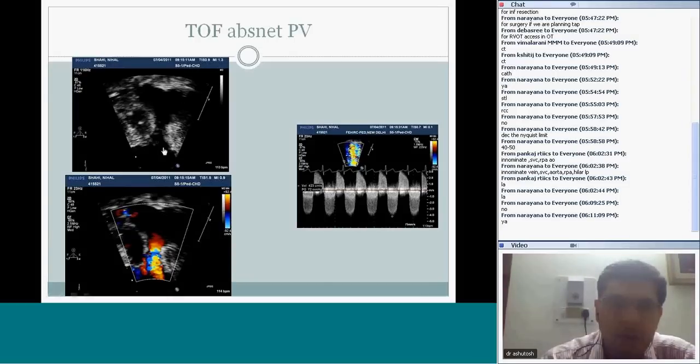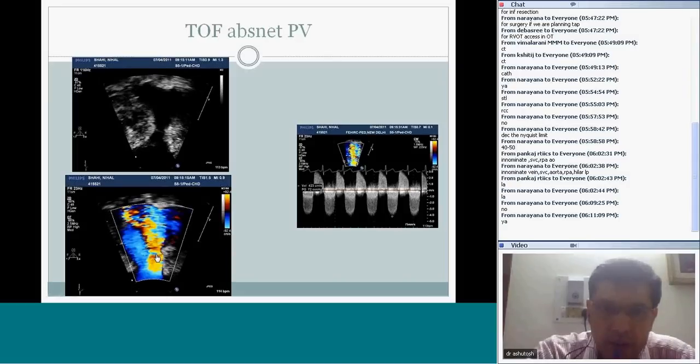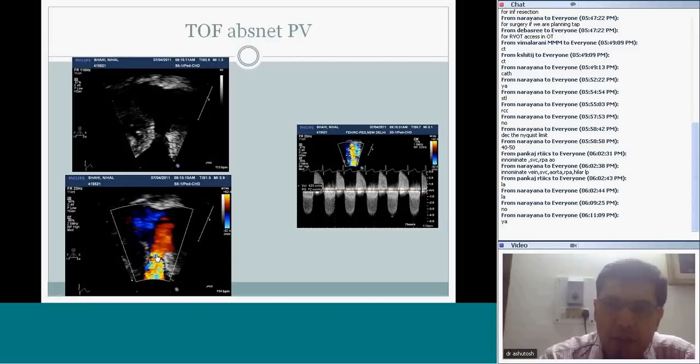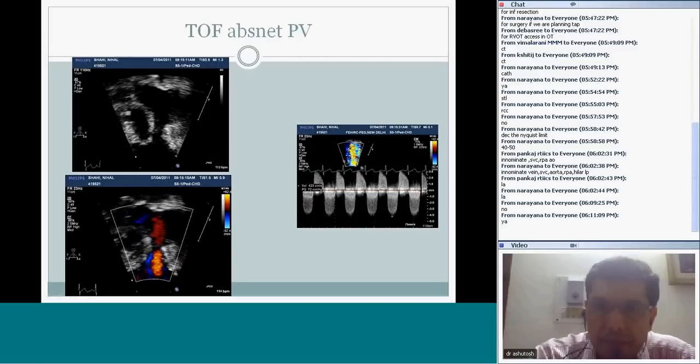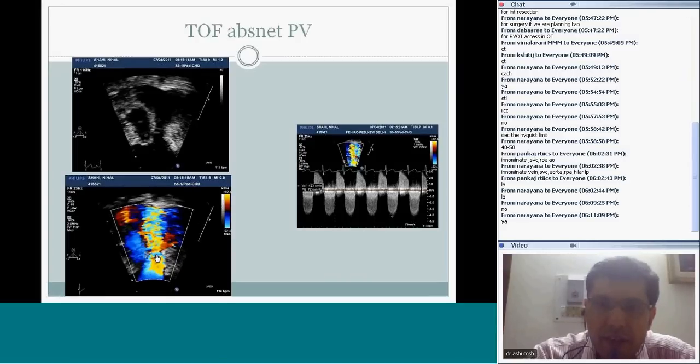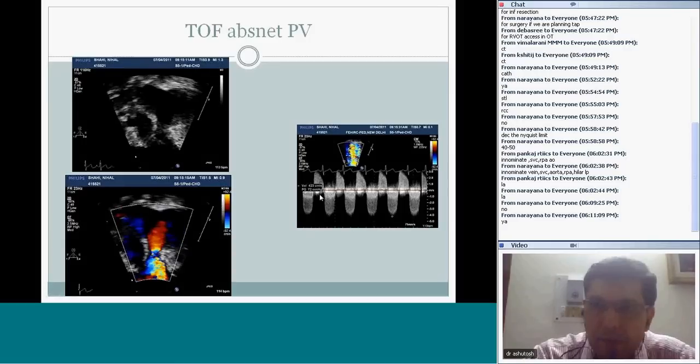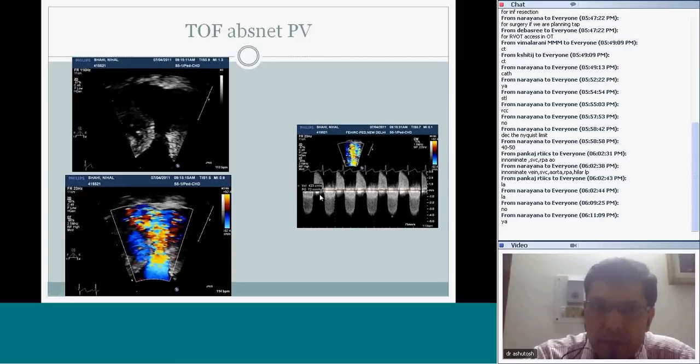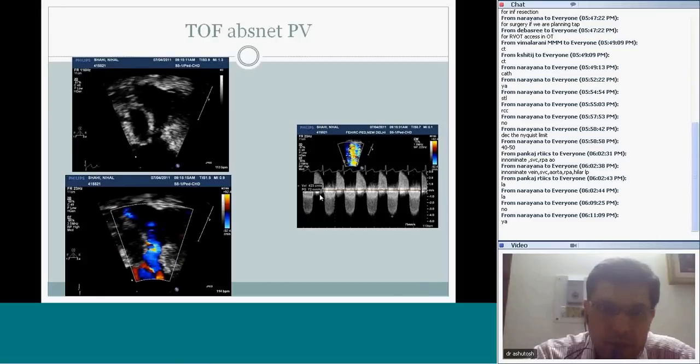So have a look at this video. This is a rudimentary pulmonary valve here, a big dilated pulmonary artery, and the color will show you the PS and PR. And this is the Doppler signal of the same thing, signal of PS and pulmonary regurgitation.